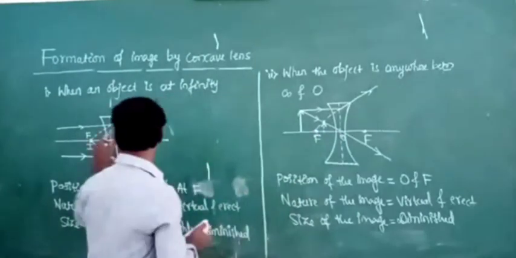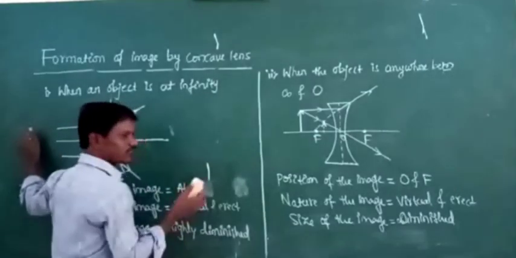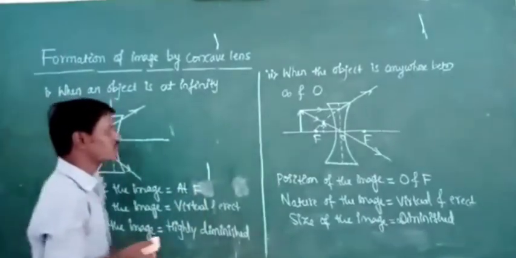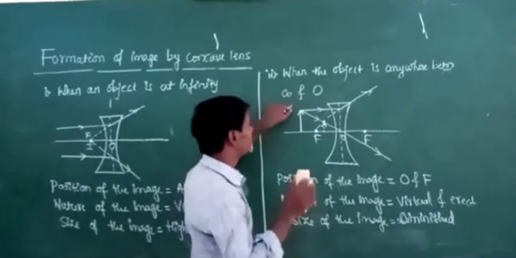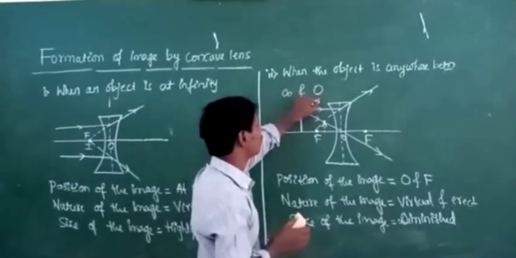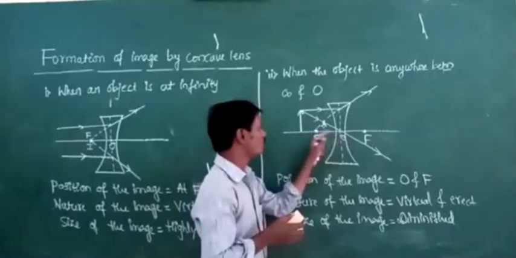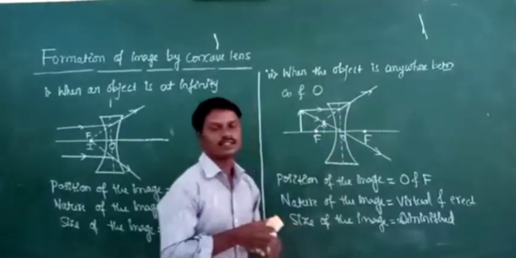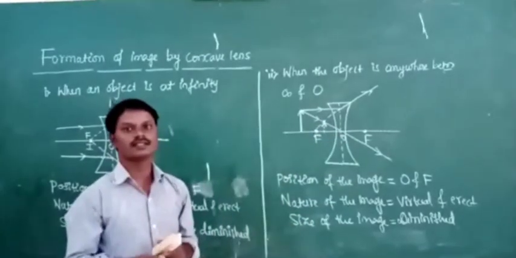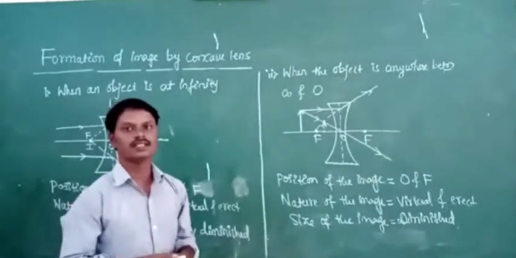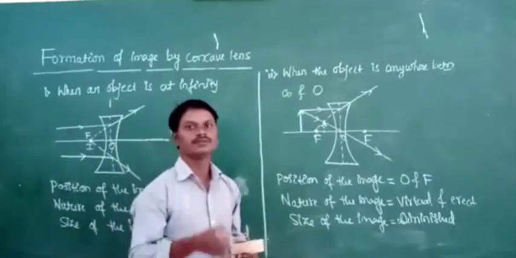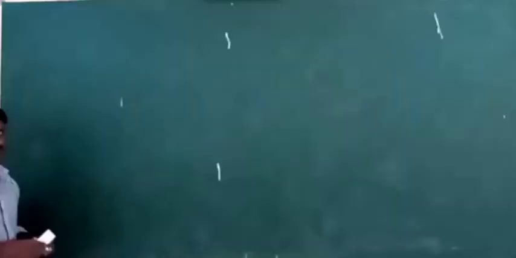Whenever the object is at infinity, object distance is infinity. But whenever the object is anywhere between infinity and optical center, where is its image formed? Between F and O, which means image distance decreased. As the object distance decreased, image distance also decreased. It is in case of which lens? It is in case of concave.